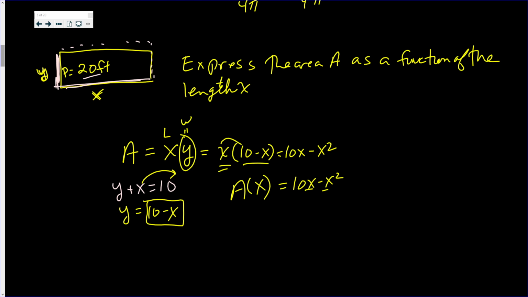Fair enough. It looks like we only see x's, but that's because y depends on x. If I make this longer, then y needs to be shorter. If I make x shorter, y needs to be longer. Y is a function of x itself. Okay, and here is the answer.